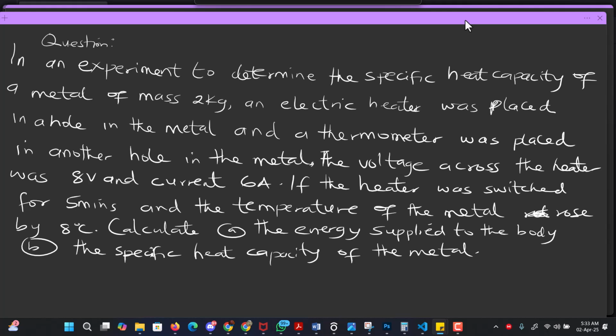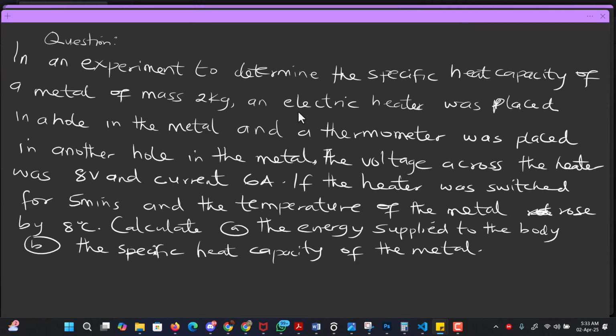Let's take a look at this question. It says, in an experiment, remember I've explained the experiment we normally use to determine the specific capacity of a substance. It can be the electrical method, it can also be the mixture method, but currently we are talking about the electrical method. We are yet to mention the mixture method. In an experiment to determine the specific capacity of a metal, what are we determining here? The specific capacity, which is represented as small c. They gave you the mass of the metal as 2 kilogram.